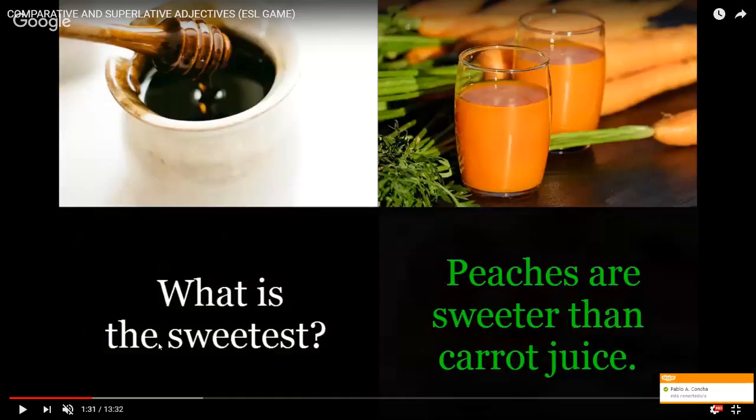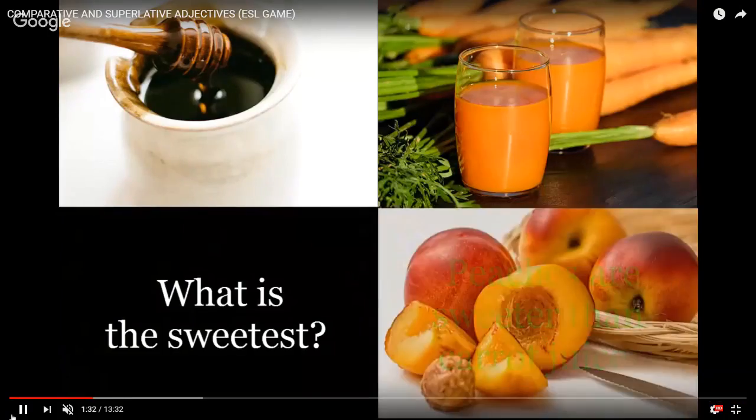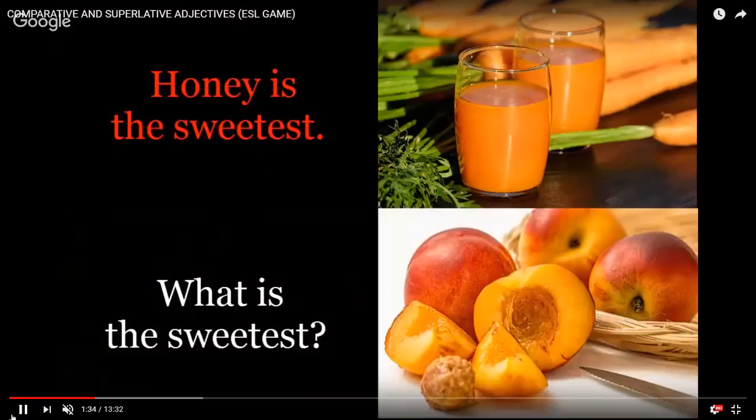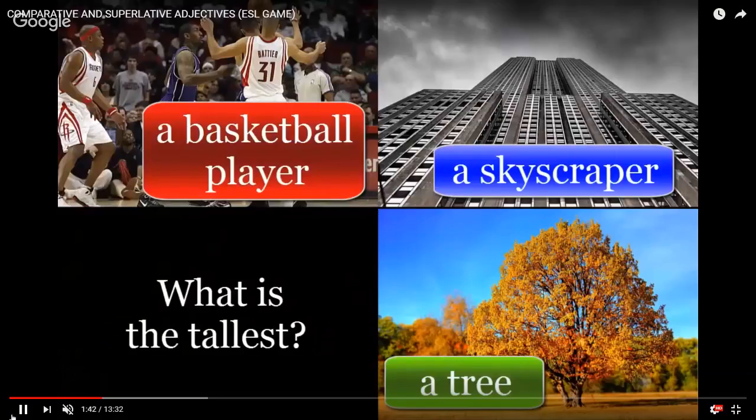Okay, the superlative now. What is the sweetest? The honey is the sweetest. Very good. The honey is the sweetest. Sweetest. Excellent. Sweetest. Yeah. Next one. A basketball player, a skyscraper, and a tree.